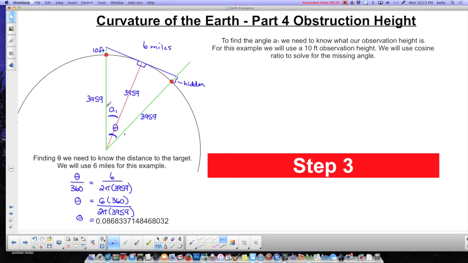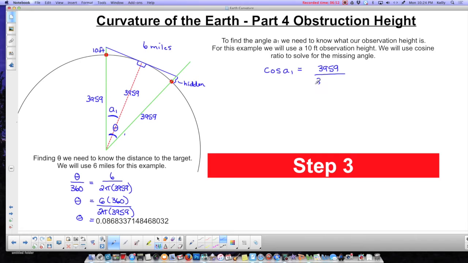So since we're in the right angle triangle and I'm trying to find this angle in here, the sides that are around this angle are adjacent and hypotenuse, which is cosine again. So we're going to calculate the cos of angle 1. And I know that the cos of angle 1 equals the adjacent divided by the hypotenuse. So the adjacent side is 3959, and the hypotenuse is the long one, which is 3959 plus that 10 feet.